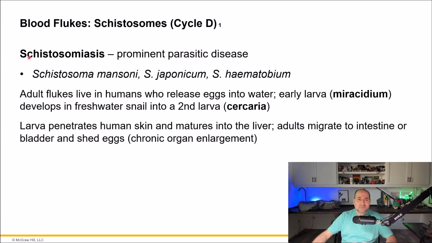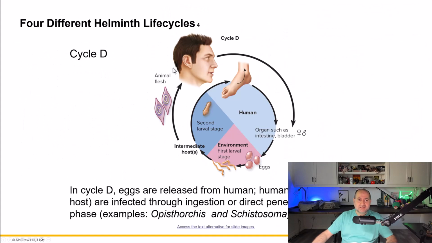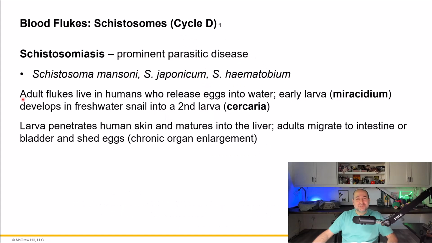One example of these flukes are called schistosomas. These schistosomas cause diseases called schistosomiasis. Examples are Schistosoma mansoni, Schistosoma japonicum, Schistosoma haematobium, and these are cycle D worms. Remember, let's go back. Cycle D worms can either be ingested or penetrate through the skin. With schistosoma, remember that the human is the definitive host, so the adult fluke lives in the human. The human then passes those fluke eggs into a water source.